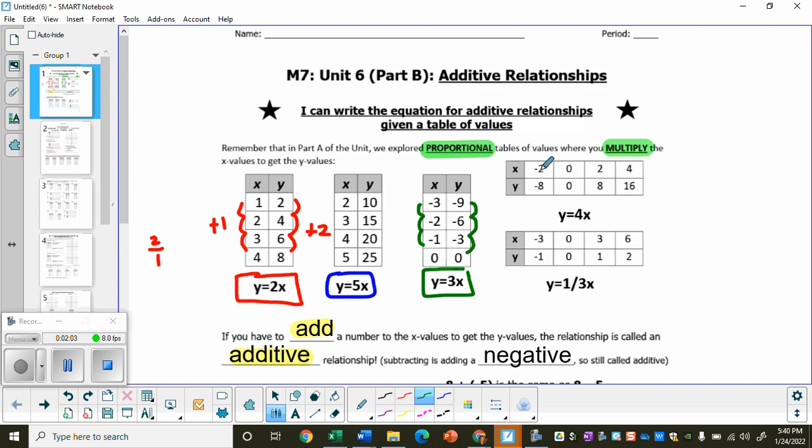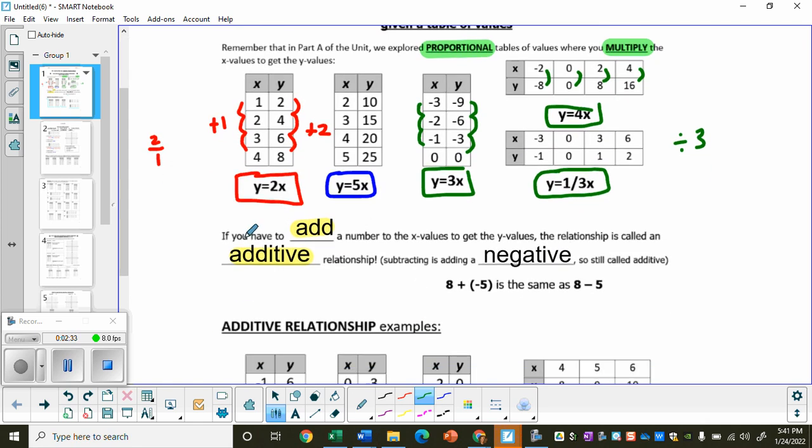Now, sometimes our table of values were this way, so we've got times 4, times 4, times 4, times 4. And last but not least, if there was division, if you did 6 divided by 3 or 3 divided by 3, anytime you're dividing by 3, that's the same thing as taking a third. So with the division, we just put a 1/3 x. And these were some examples of proportional relationships that we explored in our previous part of the unit, part A.